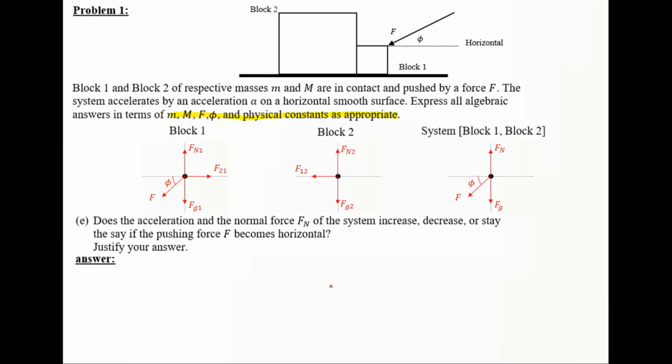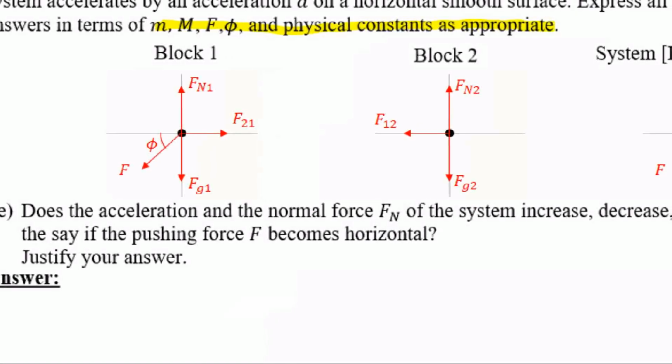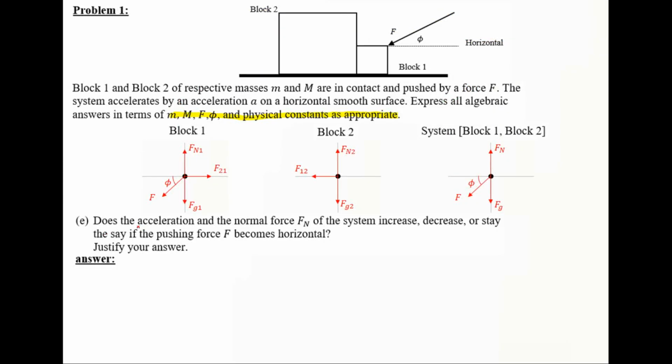Now in part E, does the acceleration and the normal force Fn of the system increase, decrease, or stay the same if the pushing force F becomes horizontal? Justify your answer. So let me split this part into two parts. First we need to discuss what happens to the acceleration, then the normal force of the system, if the pushing force becomes horizontal.